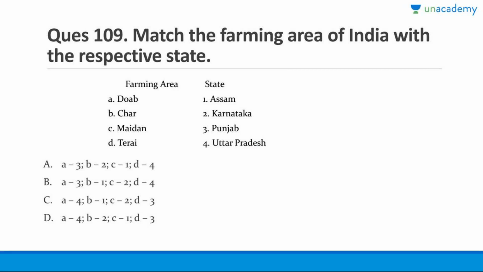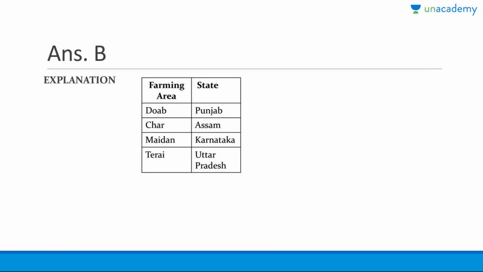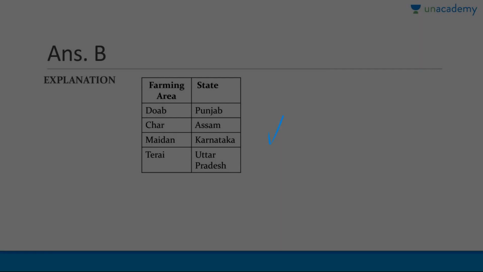Okay, so Doab is in Punjab, basically the area between two rivers. Char is in Assam, Maidan is in Karnataka, and Terai region is in Uttar Pradesh. The answer here is B. Match the following is correct. So Doab is in Punjab, Char is in Assam, Maidan Karnataka, Terai in UP.